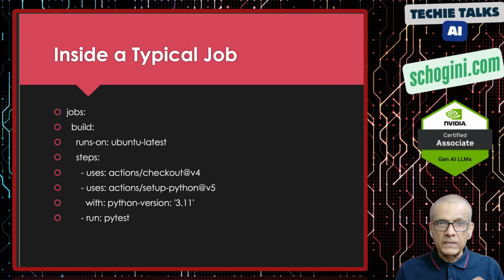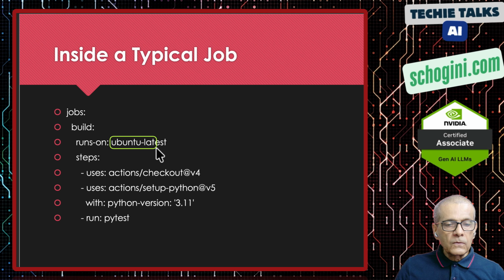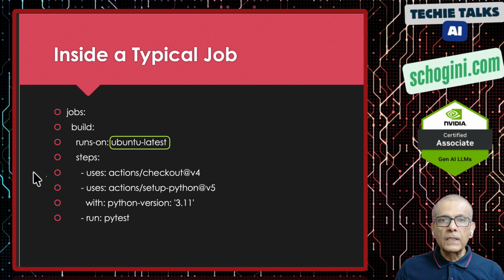Here is a real job example. We start with a runner, in this case, Ubuntu latest. So we tell what type of runner you want.